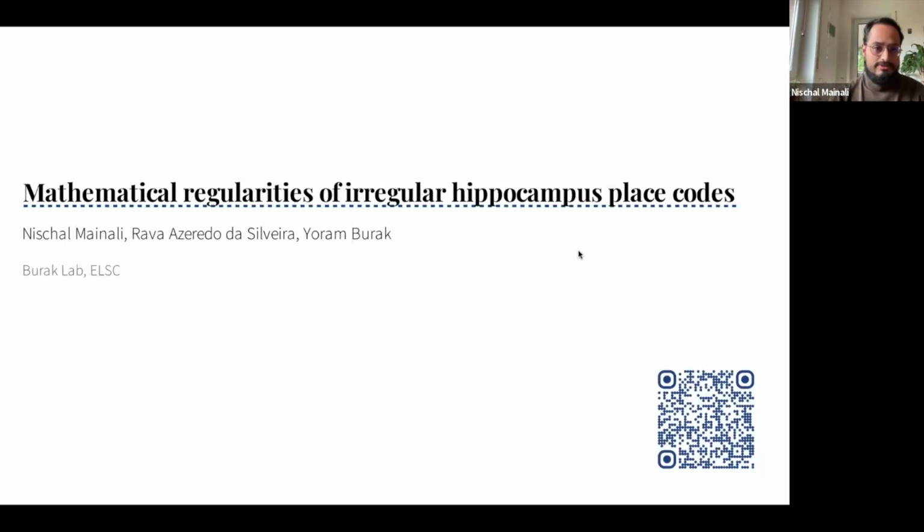So I'll be talking about place cells and place codes in hippocampus. This work is done in the lab of Yoram Burak. I'm a PhD student there, and it's in collaboration with Rava. On the screen, you see a QR code, and you can find the link to the paper, which was just recently out a few months ago. So with that, I will start.